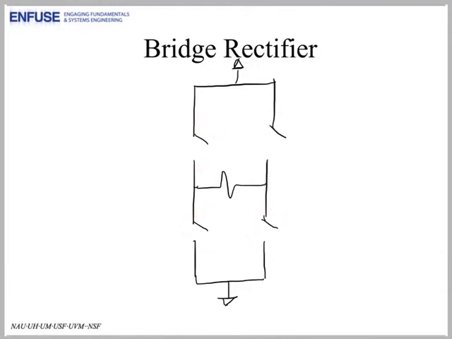Let's look at the case where this switch here is closed, this switch here is closed, and these two are open. In this case, the current will flow through this closed switch, through the load from left to right, to ground.